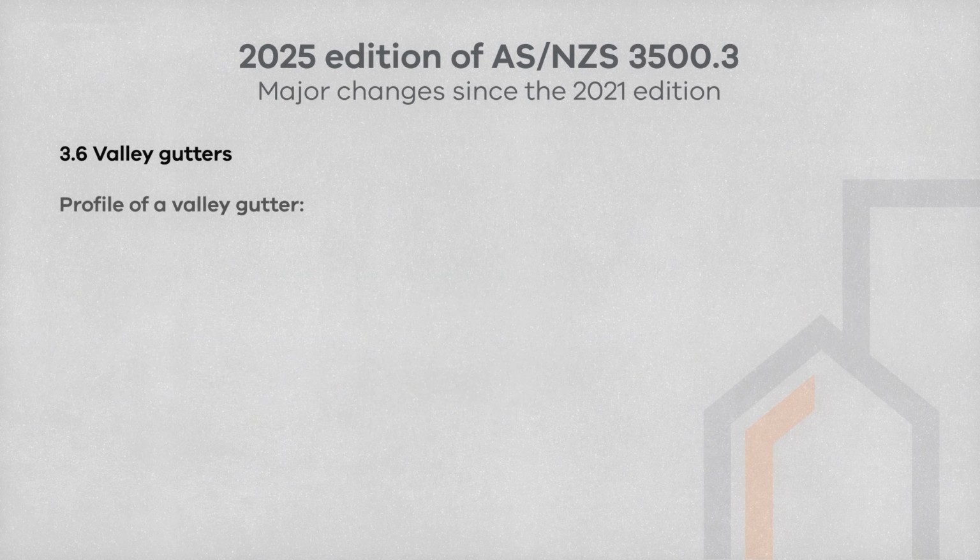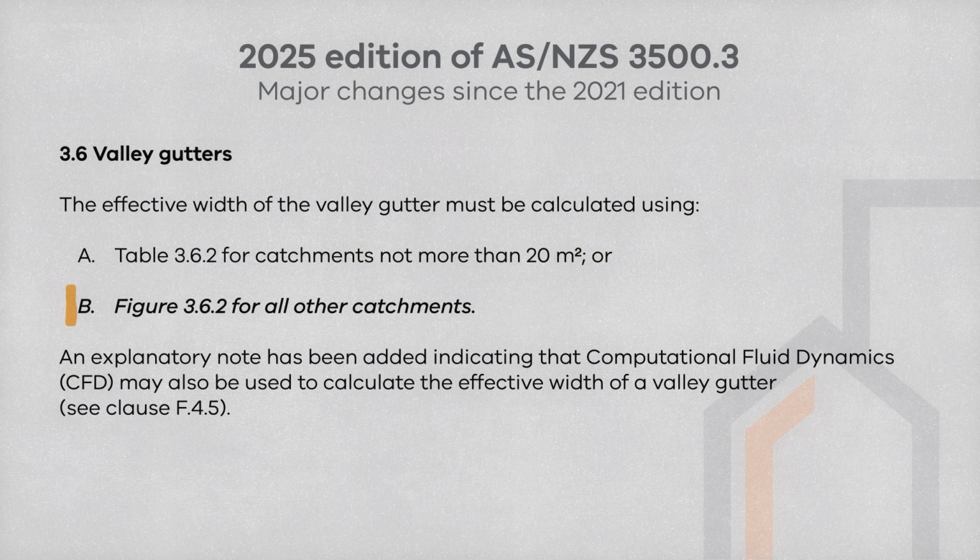In 2025, figure 3.6.2 adds an alternative method to calculate the effective width of a valley gutter. In addition, an explanatory note to clause 3.6.2 permits CFD, computational fluid dynamics. CFD is a numerical simulation of fluid flow and heat transfer that uses mathematical models to analyze fluids in motion.